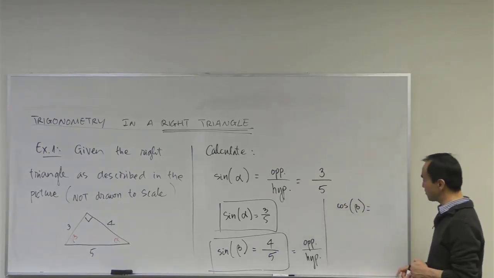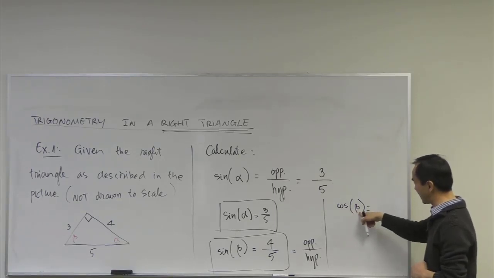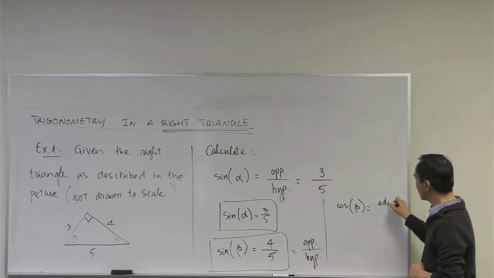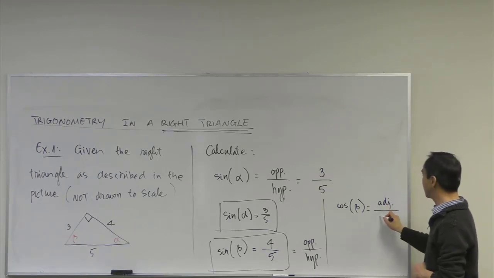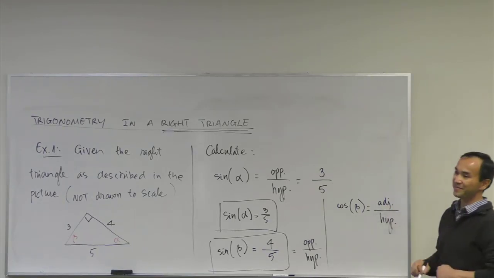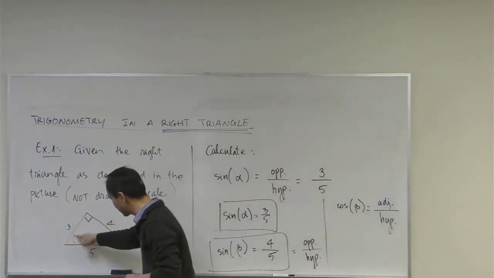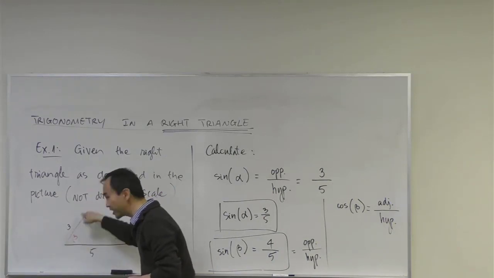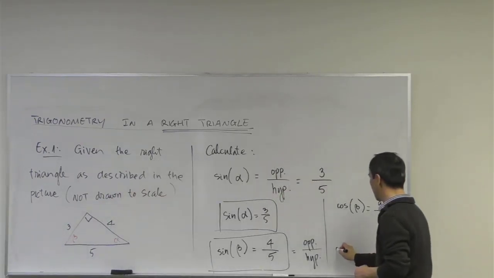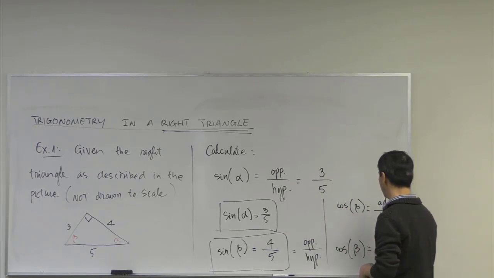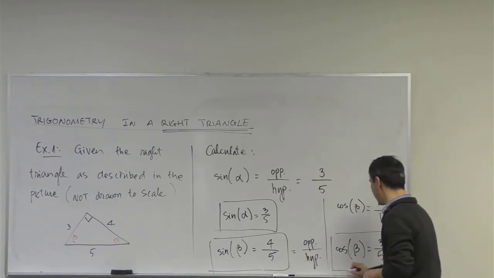Cosine, as a reminder, for any acute angle in our right triangle, is the adjacent length divided by the hypotenuse. From where beta is in our triangle currently, the adjacent is 3 right here. That length is the adjacent. So cosine of beta equals 3 over the hypotenuse, being 5. So 3/5. That's how you get it.